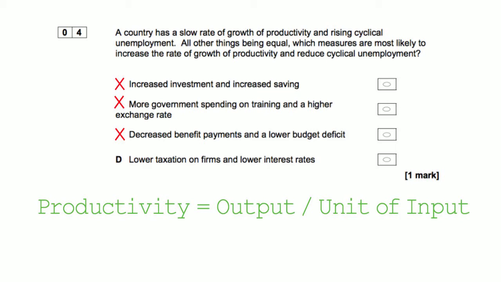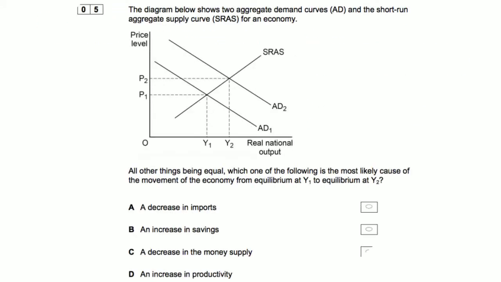Therefore, the answer to this question is D, because the lower taxation increased the rate of growth of productivity, and lower interest rates results in a reduction in the amount of cyclical unemployment. This brings us on to the final question in this section, which is question 5.